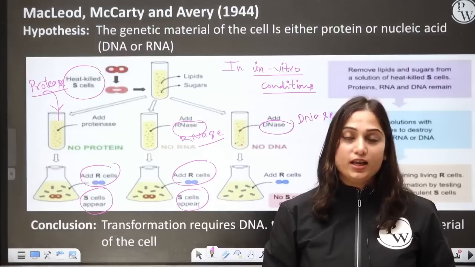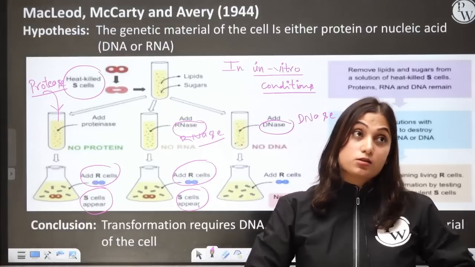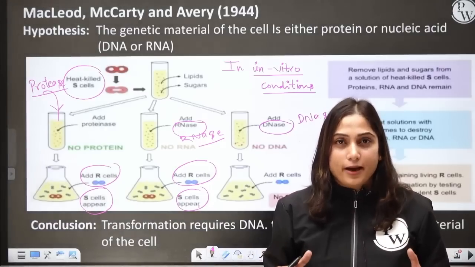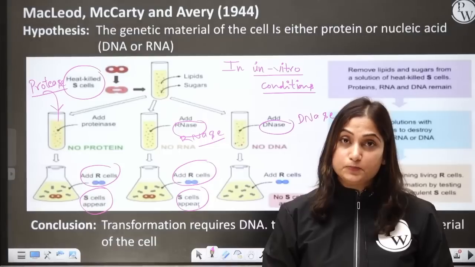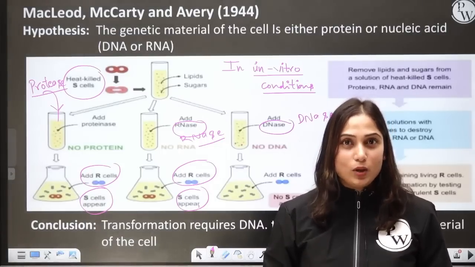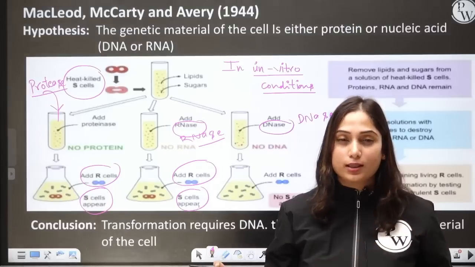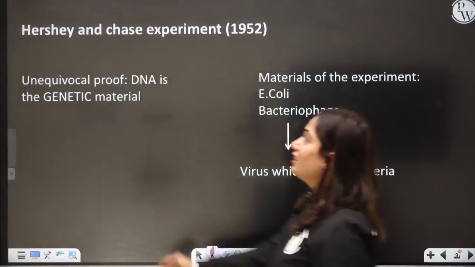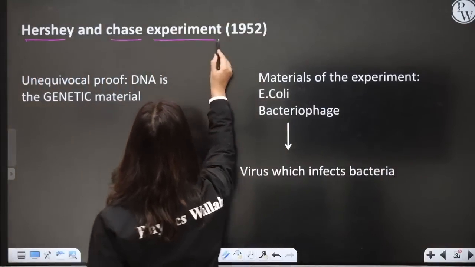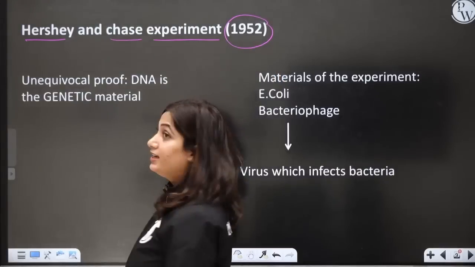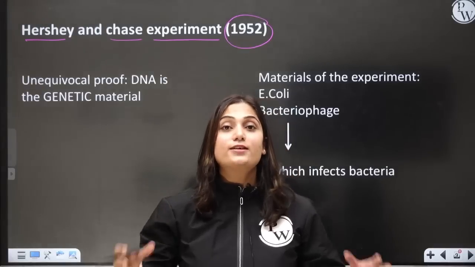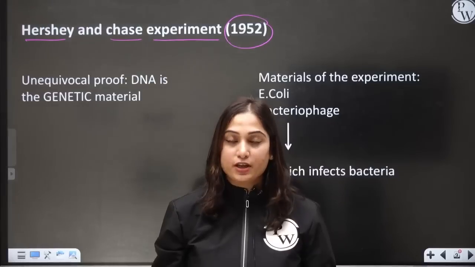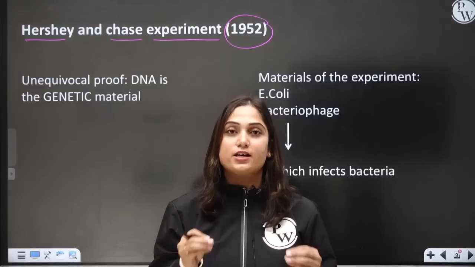But nobody accepted their explanation, because since a long time everybody assumed that protein is the genetic material, and now everybody was not ready to accept the fact that DNA is the genetic material. But now something will come in the picture that will change the whole thing about the confusion regarding the genetic material, and that experiment is the Hershey and Chase experiment, which came in the year 1952. In the year 1952, it was stamped, it was proved, it was declared that DNA is the genetic material.